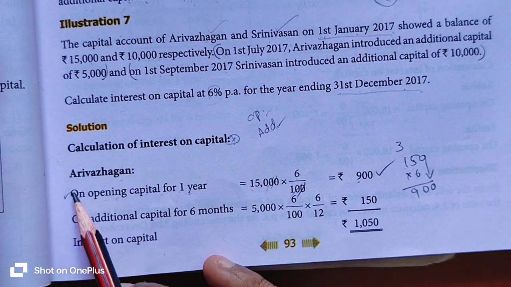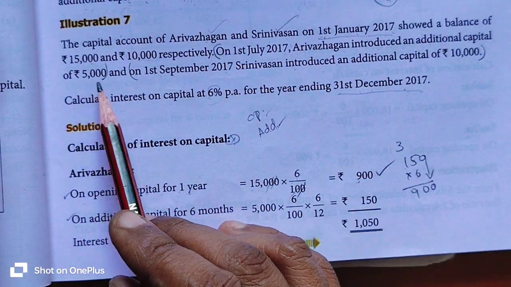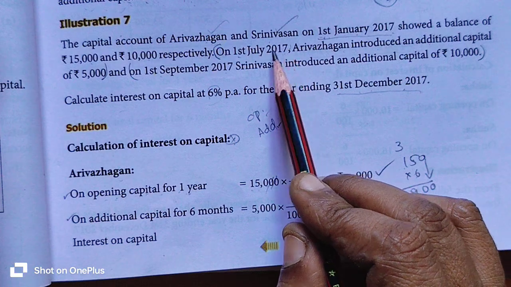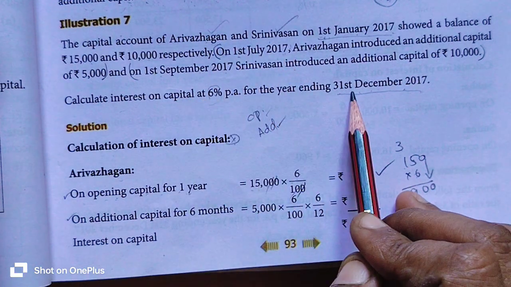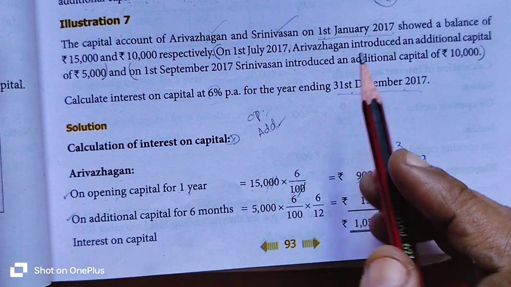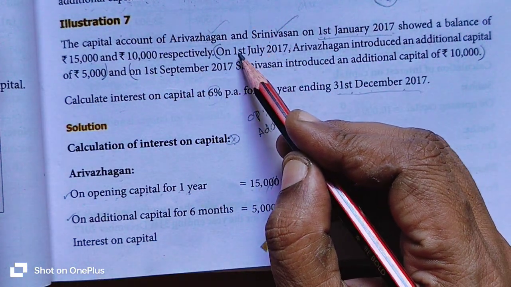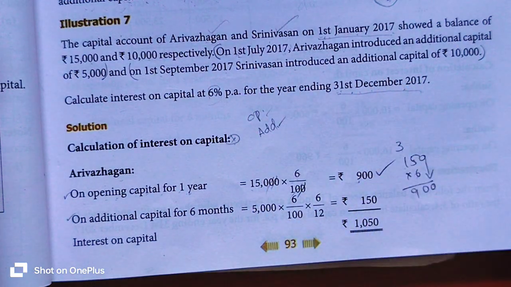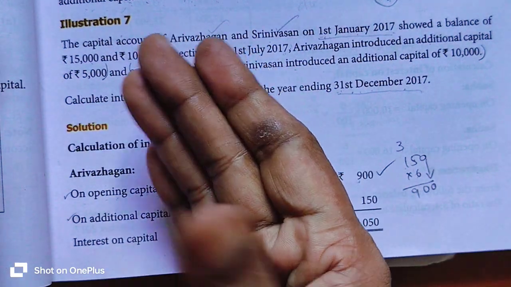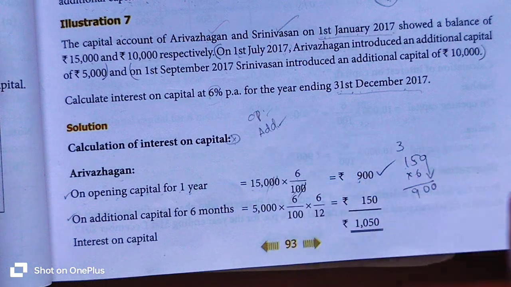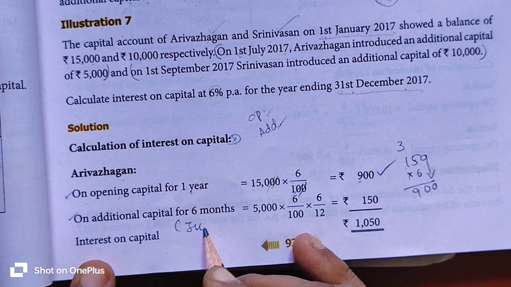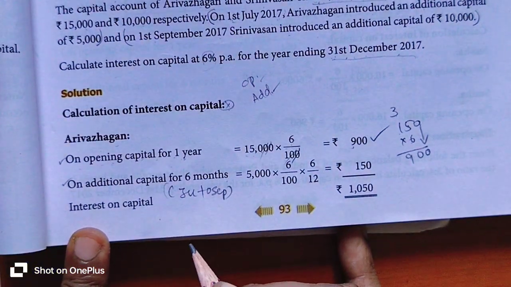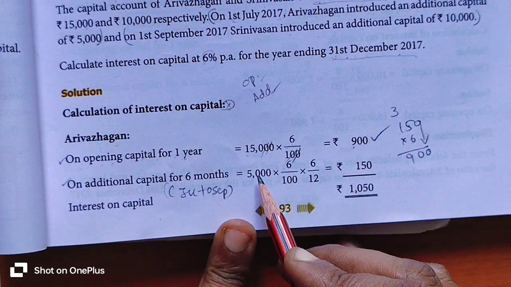Now, we are going to calculate interest on additional capital. Harivaragan's additional capital is dated 1st July 2017. So, we have to calculate from 1st July to 31st December. How many months are there? You have to count July fully because it's given as July 1, and December fully because 31st is given here. So July, August, September, October, November and December. Totally how many months? 6 months.